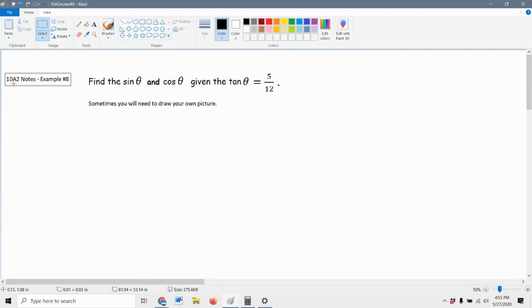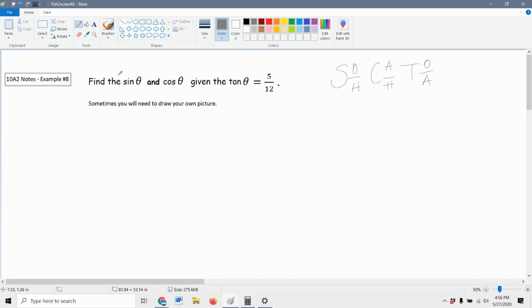Hi guys, we're doing the 10A Part 2 notes, and this is example number 8. Again, we're asked to find the sine of theta and the cosine of theta, given the tan of theta equals 5/12. And just like we have before, we're going to remind ourselves what our trig identities are. This SOHCAHTOA thing is the best thing that you can do when you're beginning a problem with trig. Just write it down every single time. Okay, memorize this so that when you're working on a trig problem, that's your go-to.